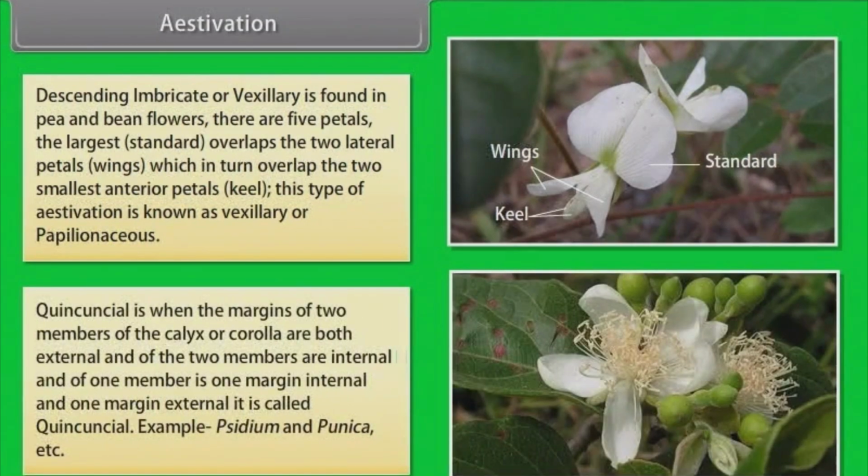Quincuncial is when, of the 5 members of the calyx or corolla, the margins of 2 members are both external, 2 members are both internal, and in the remaining member one margin is internal and one margin is external. Then it is called quincuncial. Example: Psidium and Punica, etc.